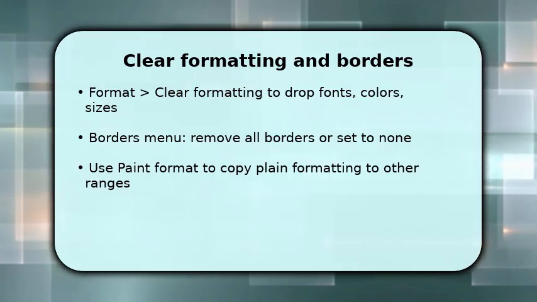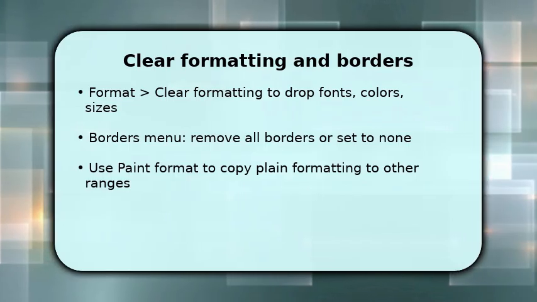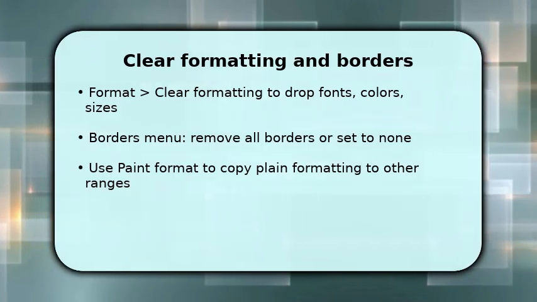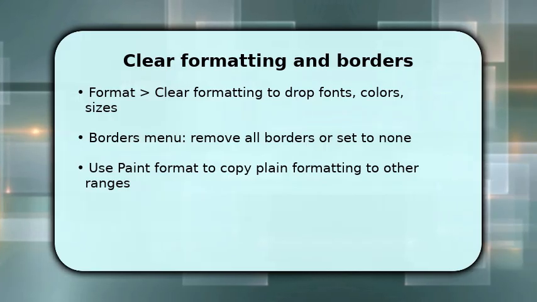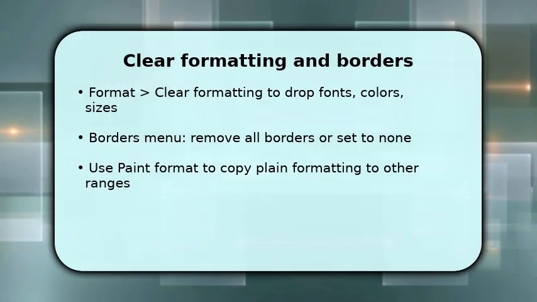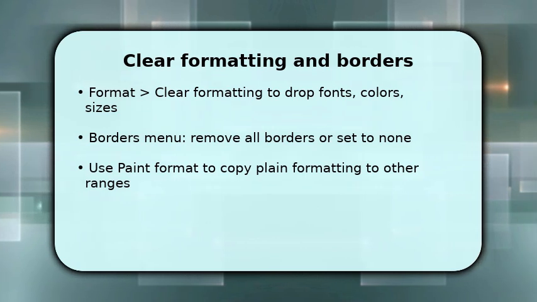If you need to propagate plain appearance to adjacent ranges, use the Paint Format tool. Click the plain cell, then paint over targets. This combination removes the visual table layer while keeping values intact.